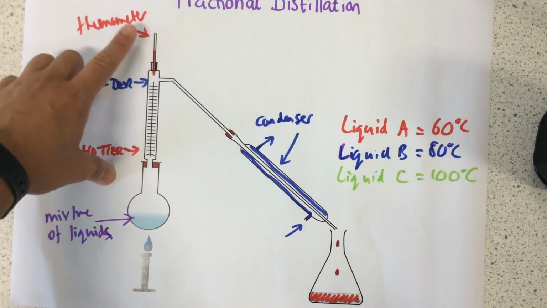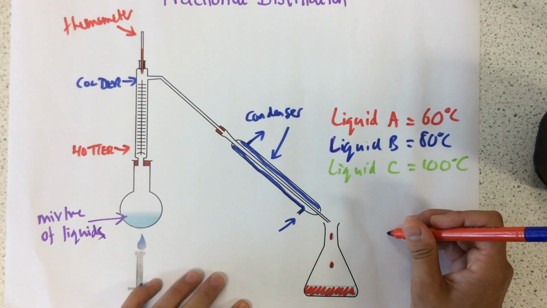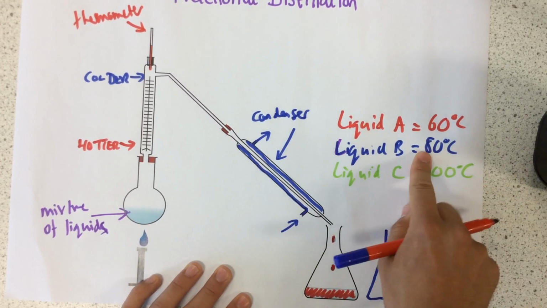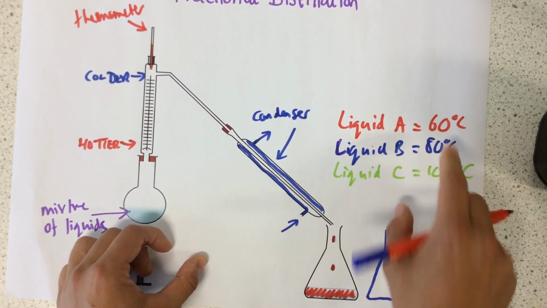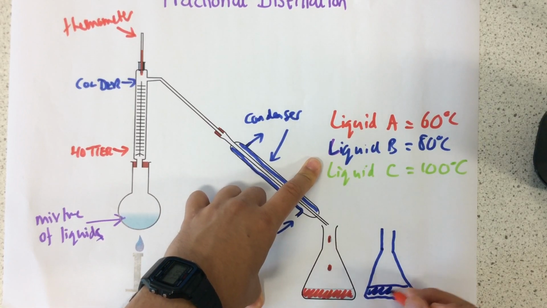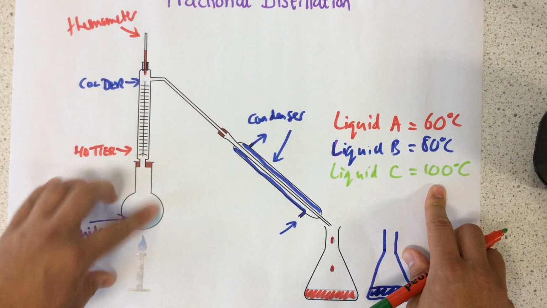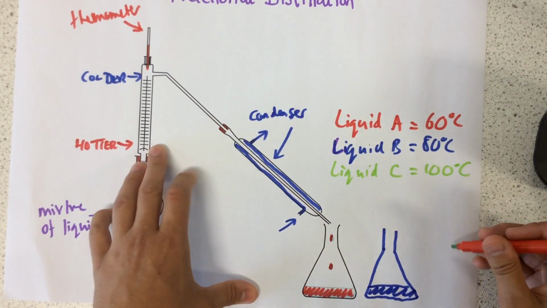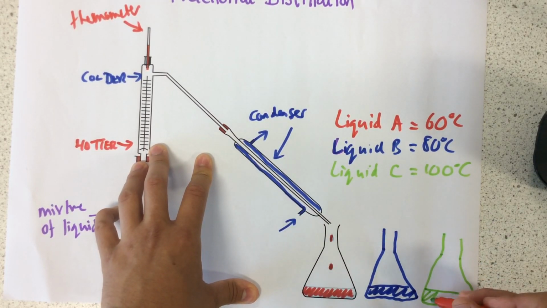What you could then do is, let's say when this thermometer reaches 80, you could then get another conical flask and collect your liquid B. So you move that conical flask out of the way because hopefully all of your liquid A would have evaporated, and now you could collect your liquid B. And finally, once you've done that, when this reaches 100, hopefully we should be evaporating liquid C. So you then move that conical flask out of the way and you can collect your liquid C.